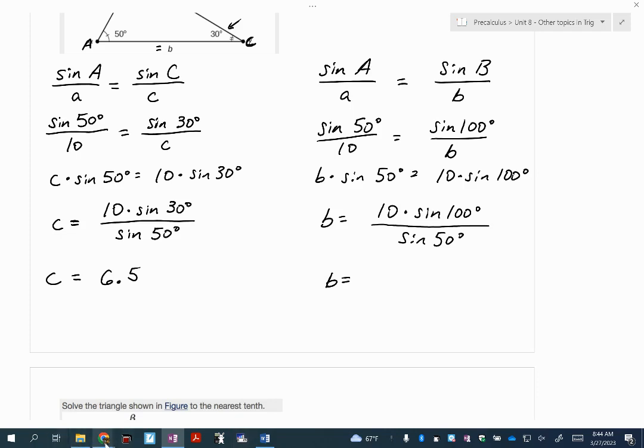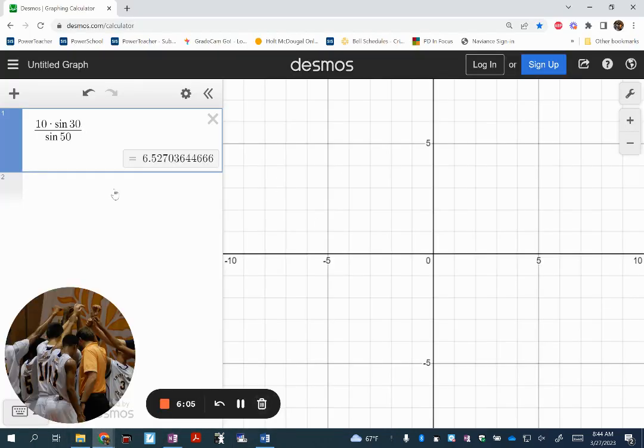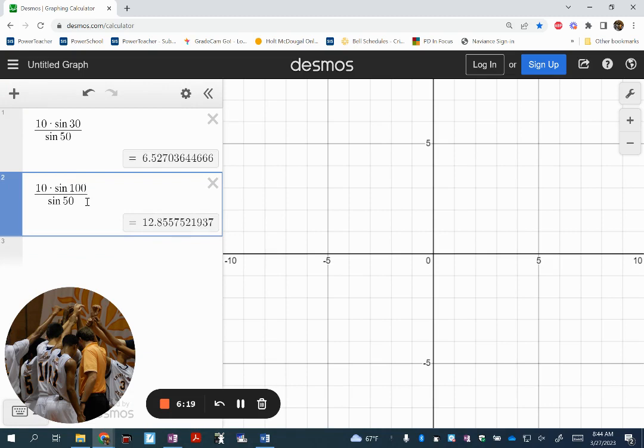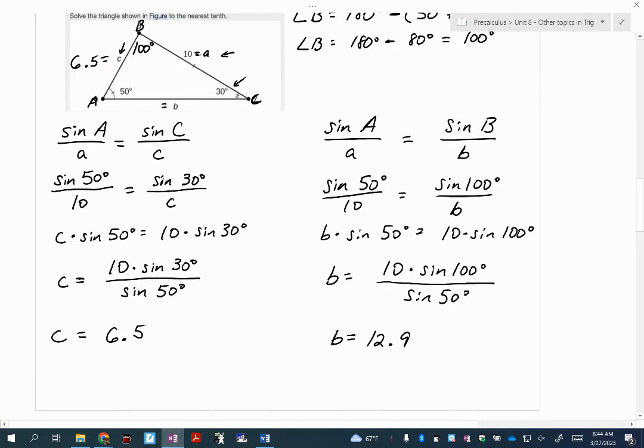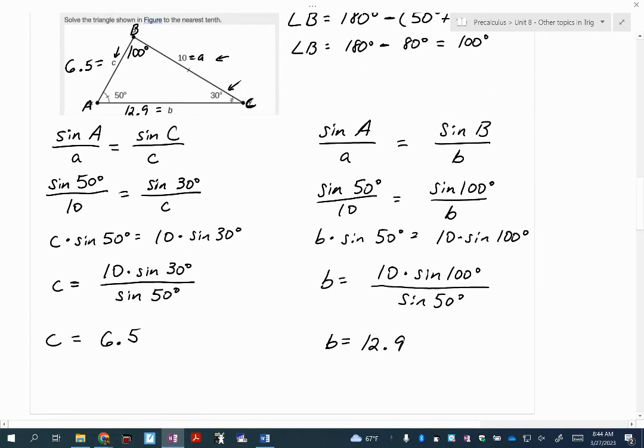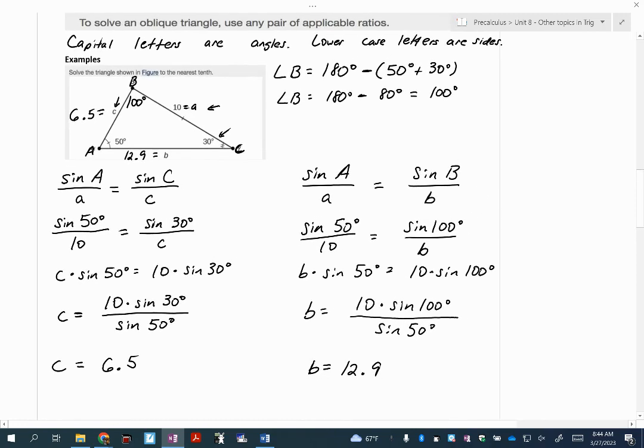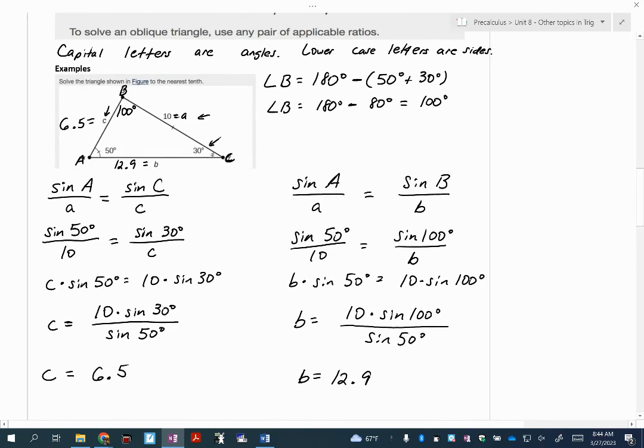So go to your calculator. All right, we have 10 times the sine of 100. So I can actually just copy and paste this, but this is going to be 100 in the top. So approximately 12.9 units for side length B. All right, so 12.9. And that's it. That's how we're using the law of sines to solve for the missing pieces, angles, side lengths in this triangle.